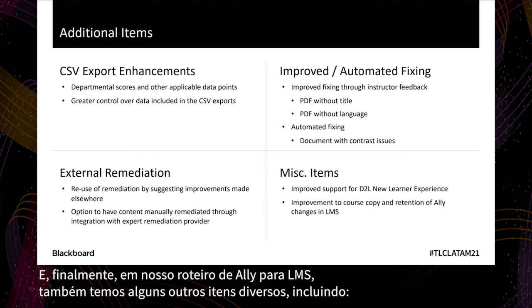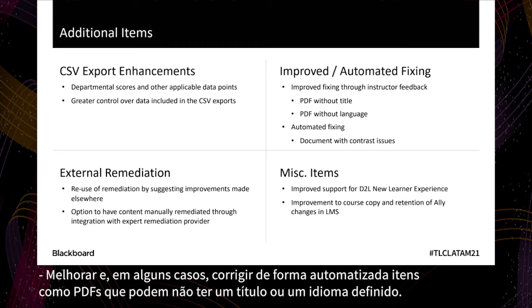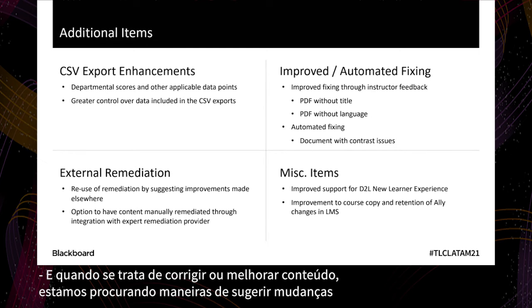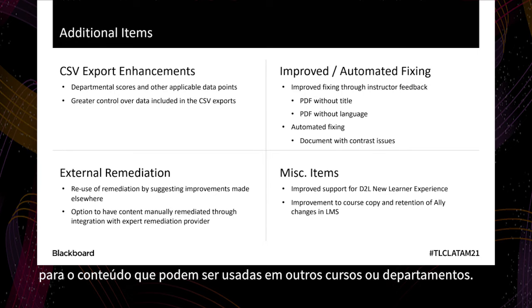And then finally, on our Ally for LMS roadmap, we also have a few other miscellaneous items, including enhancing our CSV exports to include more detail like departmental scores, improving and in some cases automating fixes of items like PDFs that might not have a title or a set language. And when it comes to fixing or remediating content, we're looking at ways that we can suggest improvements to content that can be used in other courses or departments.